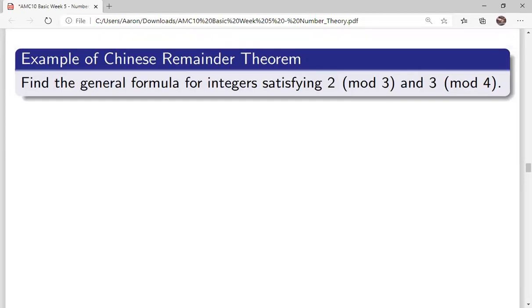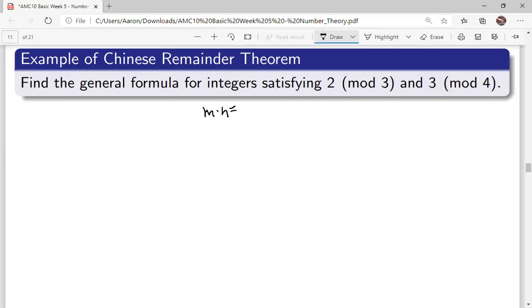All right, I'll start going over this problem now. So, Chinese remainder theorem guarantees us that there is a solution for this modulo m times n. And so first of all, we should find what this m times n is. And so m times n equals 3 times 4, and that's equal to 12. And so you want to find the integers satisfying 2 mod 3 and 3 mod 4.